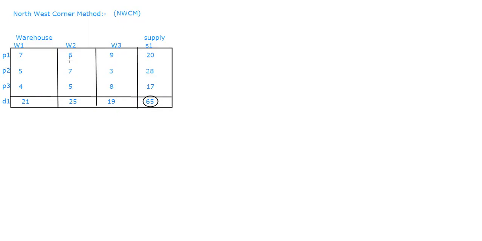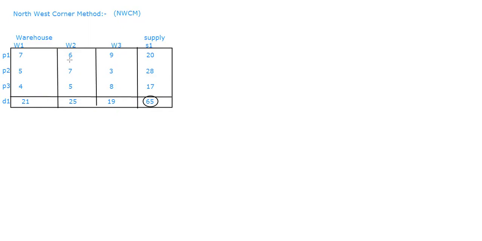There may be n number of reasons why the cost is very less for the 6 rupees whatever I'm choosing. Why? Because it is very near to me, I think. So that is the reason the cost is less. The same product one in warehouse one, if I store, it is going to take 7 rupees, whereas in warehouse 2 it is going to take 6 rupees, and in warehouse 3 it is going to charge me 9 rupees.